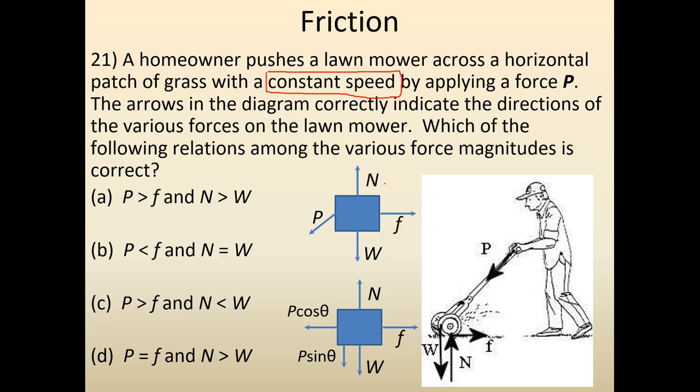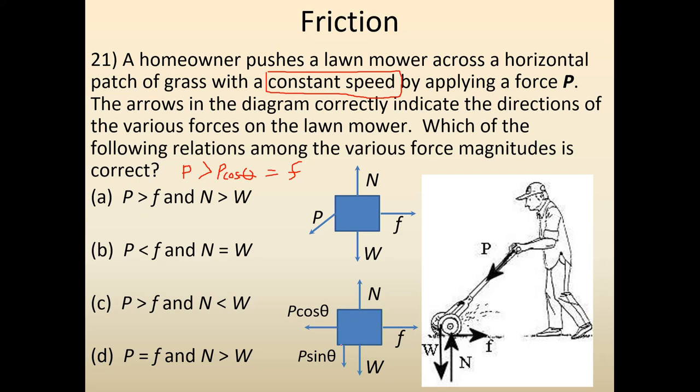So from here, I can see that P cosine theta is equal to friction. But here's the thing, P cosine theta, I actually already know is a value that's less than P. Because cosine theta from trig has to be less than 1, as long as theta is something that's not 0 or 90. So because I know that this theta is going to be some angle, I know that it has to be at least less than P.